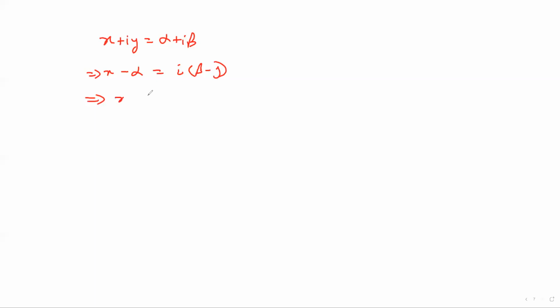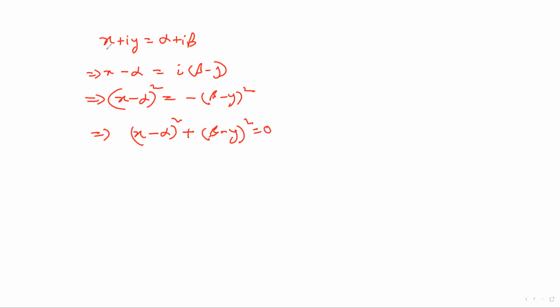Then square on both sides. You get a minus here. And then you take everything from the right and transfer them to the left to get this. Now, x, y, alpha, beta are individually real numbers. So we are dealing with real numbers only here in the last equation.